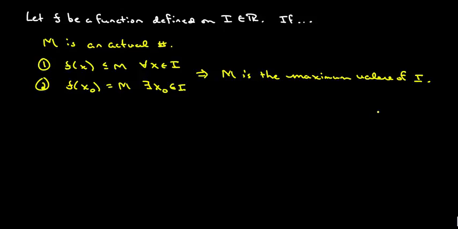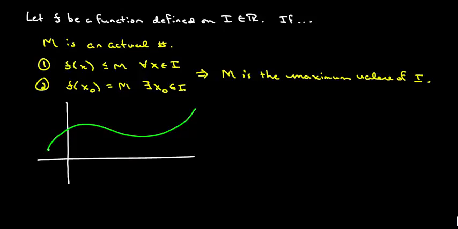So let's just draw this thing out. Here's what's going on. Let's say we've got some function, and it looks like this. Then let's say that we define it on some interval. So here's x. We define it on some interval, let's say from here to here. Let's just call this interval A to B.